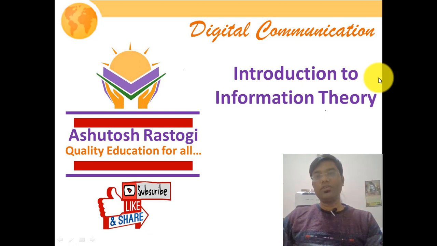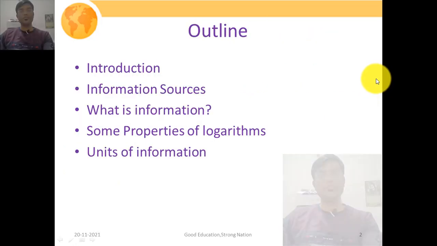Anyways, today we are going to start a new module, that is information theory. In this particular lecture, we will try to get some introductory concepts related to information theory. So these are the outlines. We're going to start with the introduction. Then we will discuss the various types of information sources. Then we will try to quantify information, what basically information is and how we're going to measure it. Then we will discuss some of the properties of logarithms. And finally, we're going to conclude by discussing some of the units of information such as nat, bits, etc.